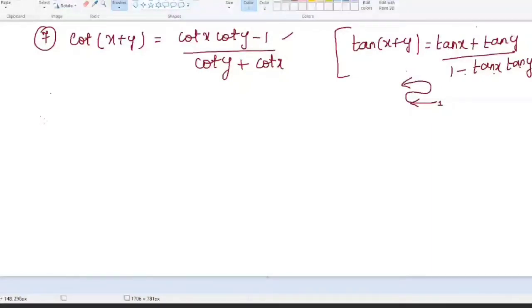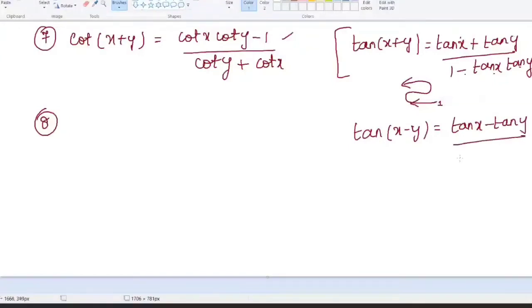Okay, so looking at this here, let me write the tan x minus y formula, and then you will understand why I told you to follow the order. What is tan x minus y? Tan x minus tan y whole divided by 1 plus tan x into tan y.